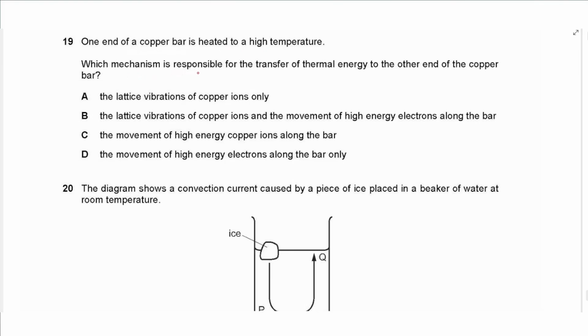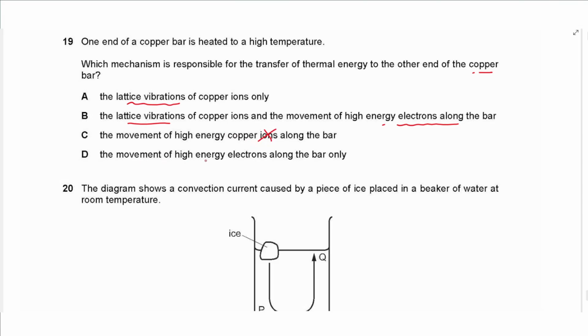Which mechanism is responsible for the transfer of thermal energy to the other end of the copper bar? So this is a metal. It depends on the lattice vibration of the copper atoms, and it also depends on energy that the electrons transfer when moving along the bar. So it's lattice vibrations and electrons. C says a movement of high energy copper ions along the bar, so ions do not move in solids.